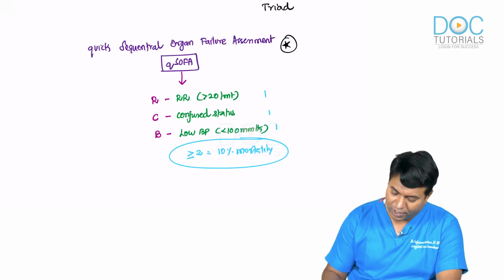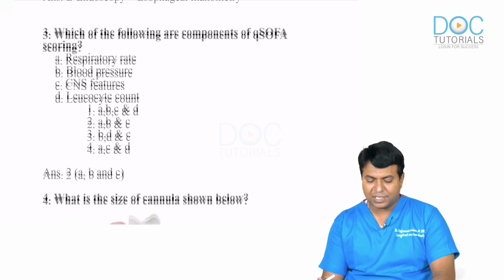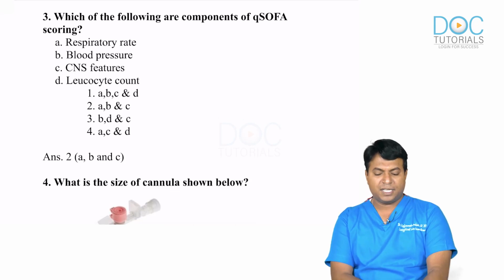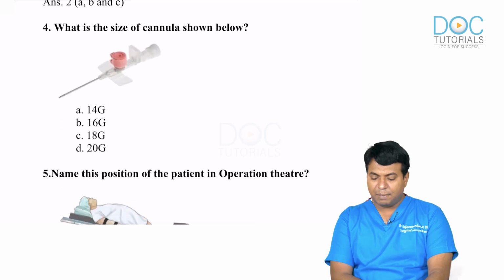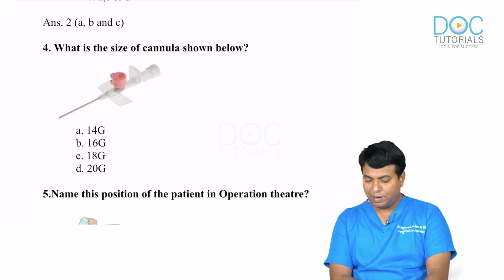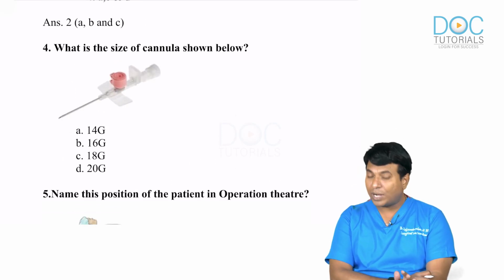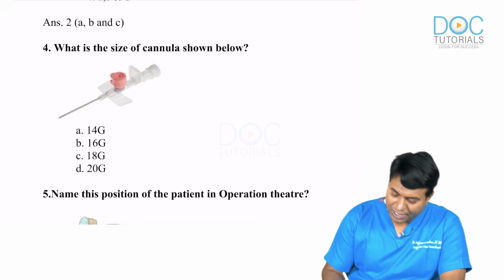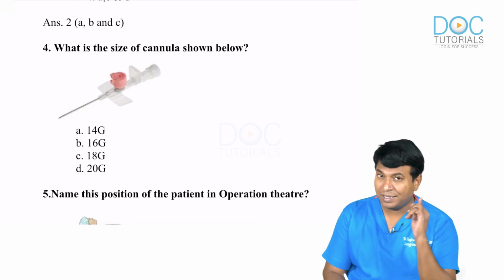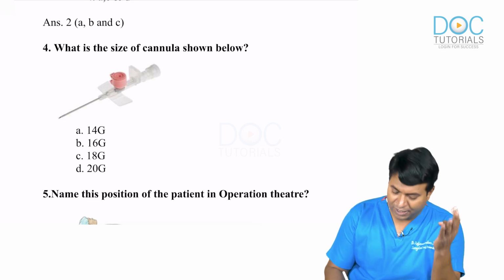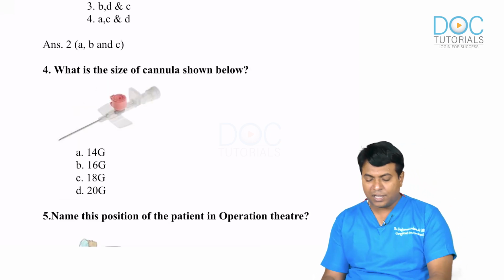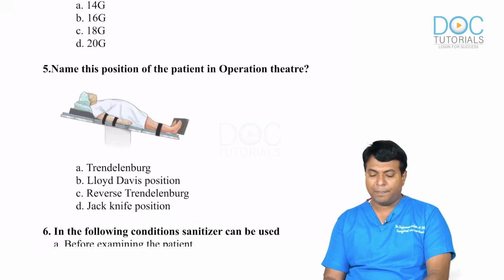We use this Q SOFA. It is a very clear-cut, straightforward question. The answer here is A, B, C: respiratory rate, blood pressure, CNS features. Another baby question: what is the size of cannula shown below? You cannot miss this type of question. 14 gauge is orange, 16 gauge is grey, 18 gauge is green, 20 gauge is pink cannula. The picture shows you a pink cannula.